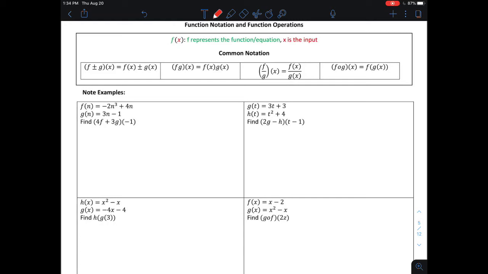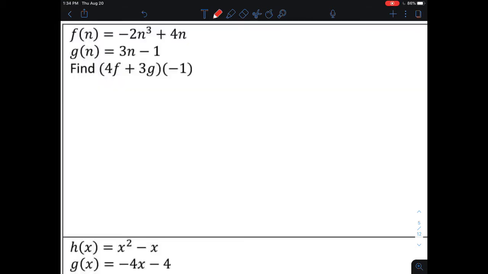In this video, we're going to perform some operations with functions that are written in function notation. And it's important to keep in mind what the notation is indicating for the operation. Here in this first problem, I'm trying to determine what 4f plus 3g of negative 1 is.